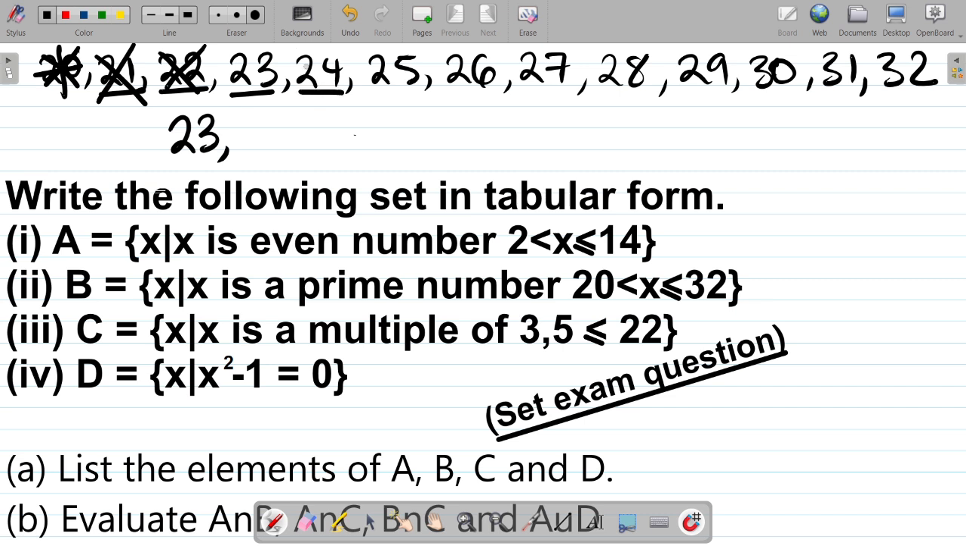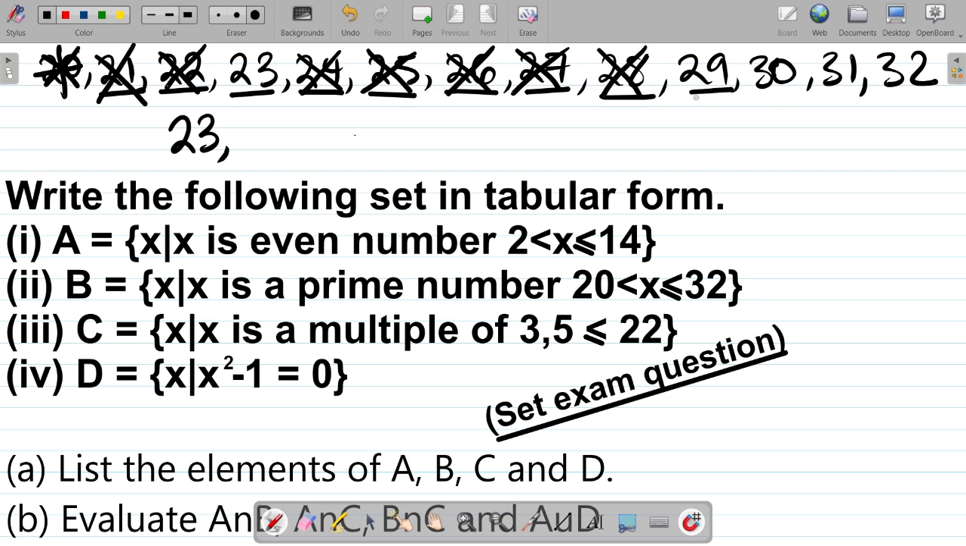24 can be divided by 2 to give you 12, so it's off. 25 can be divided by 5 to give you 5, and it's off. Next up, I have 26. All right, 26 can be divided by 2, and that gives you 13, so it's off. We have 27. 27 can be divided by 3 because 3 times 9 gives you 27, so that's off. 28 can be divided by 2, that gives you 14, so it's off.